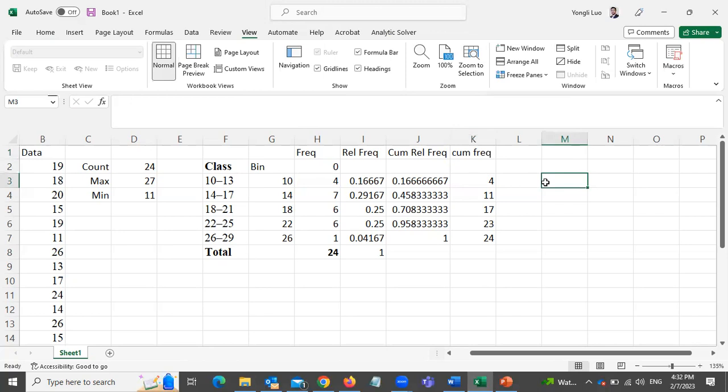When you talk about relative, that means a percentage or a decimal. For the cumulative frequency, the first one is equal to H3, and the second one is K3 plus H4. Is that good?